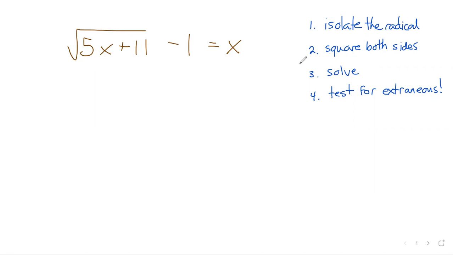These are the four steps we're going to use to solve radical equations. Basically, we need to get x out from under that radical. So the first couple of things we need to do are get this radical by itself, and then square both sides so that there's no radical anymore. Let's start with those two steps. We can add 1 to both sides. That'll get the radical isolated.